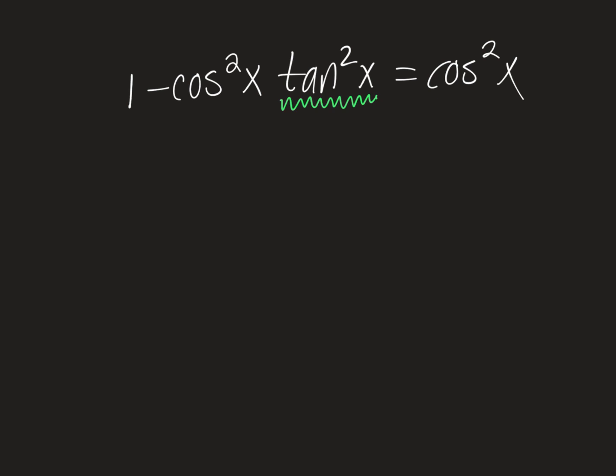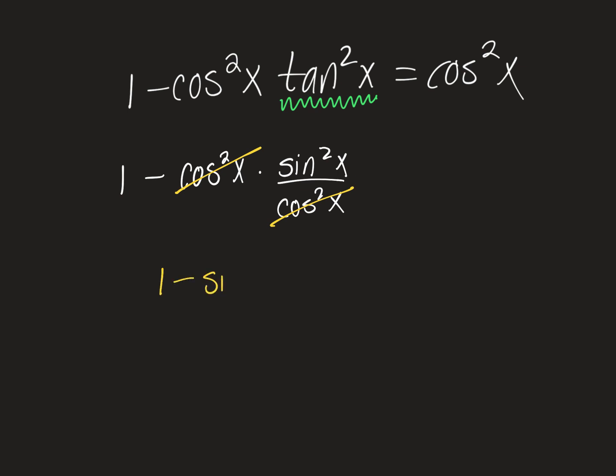Okay, let's go over it. Hold on, I haven't even started. Can I come in and say Mark, please? Yeah, you guys can always come in. So I'm changing my tangent to sine over cosine. So cosines cancel, which leaves me with 1 minus sine squared, which is equal to cosine.